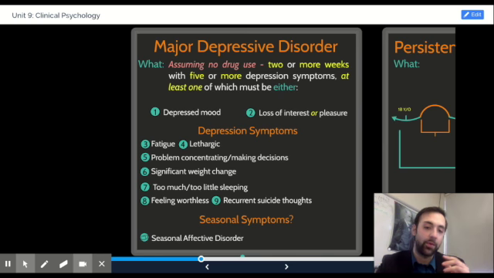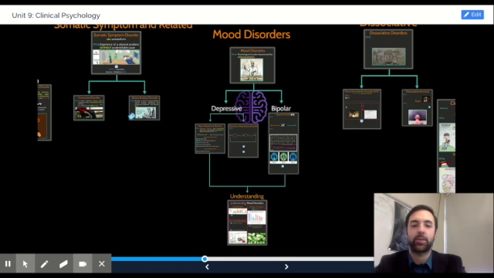And that can mess up your circadian rhythms and some of your body regulation, to go back to what we talked about last unit. So when depression is specific to the winter, we call it seasonal affective disorder, or the fall. It doesn't necessarily have to be the winter.